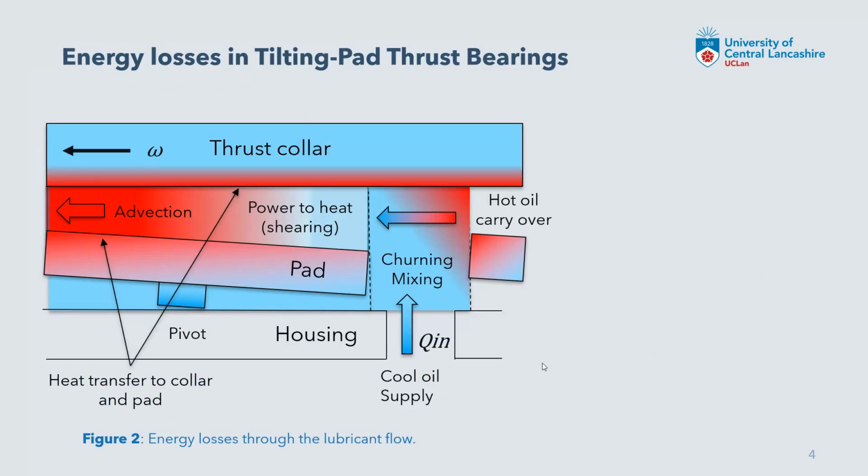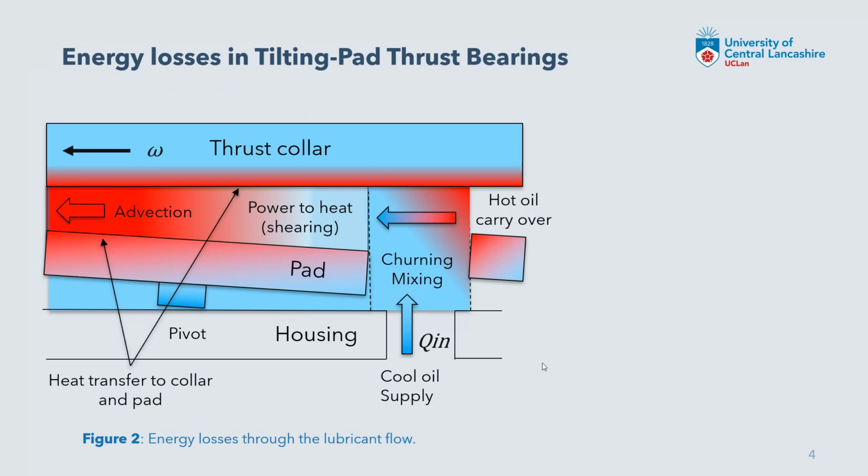There are two sources of energy losses in a tilting pad thrust bearing. This is the turbulent churning and mixing of the oil in the unloaded oil reserves throughout the housing. And then there is the power converted to heat due to shearing.